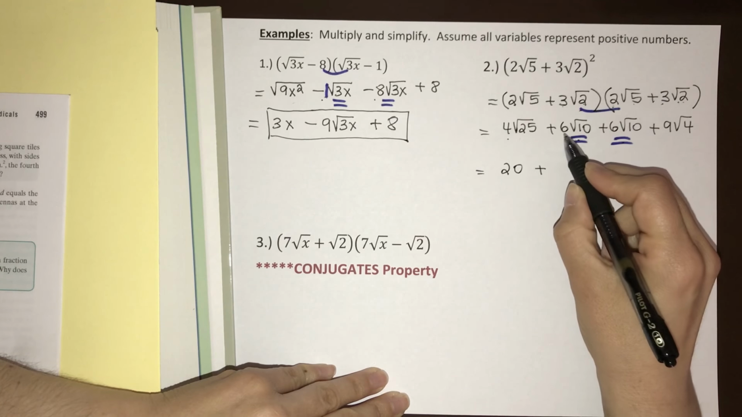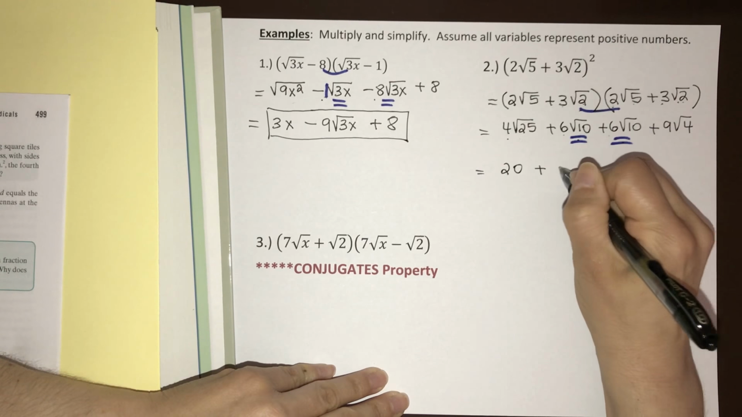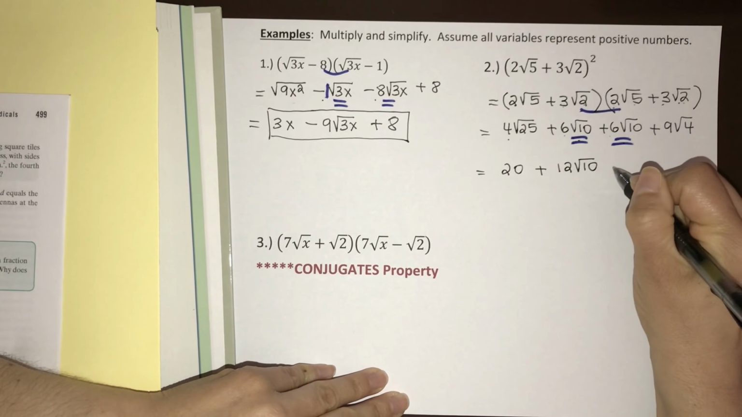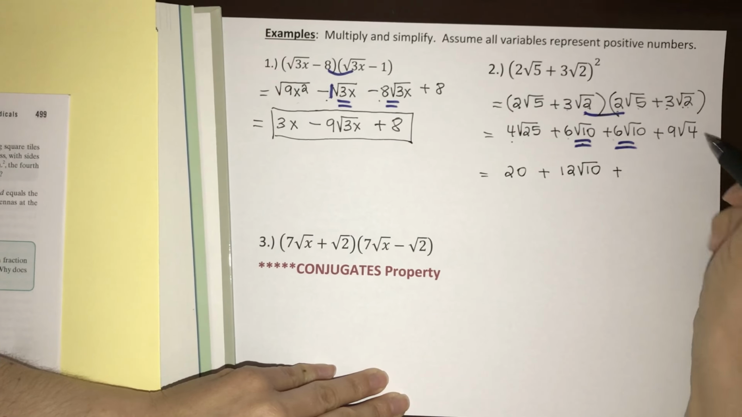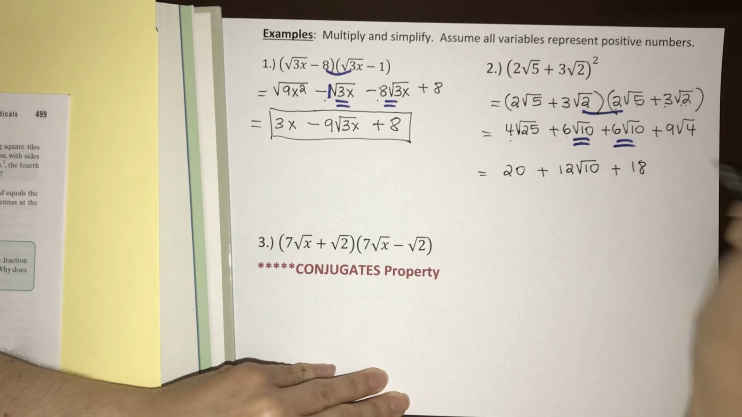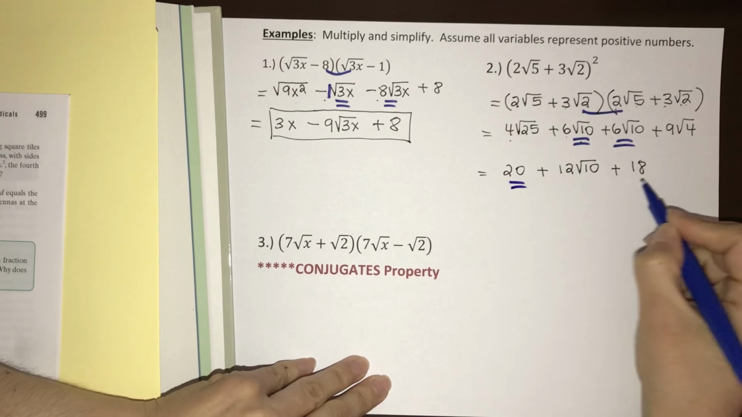Plus, these are like radicals. I add the numbers that are in front. Keep the square root as is. Plus, square root of 4 is 2. Times 9 is 18. Like terms.